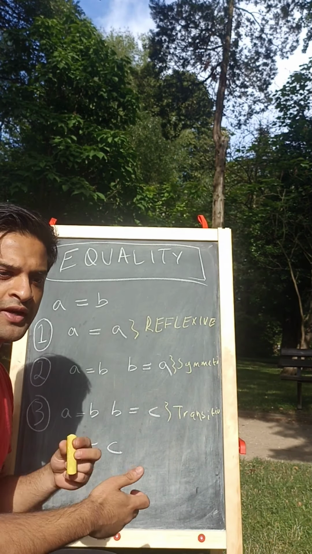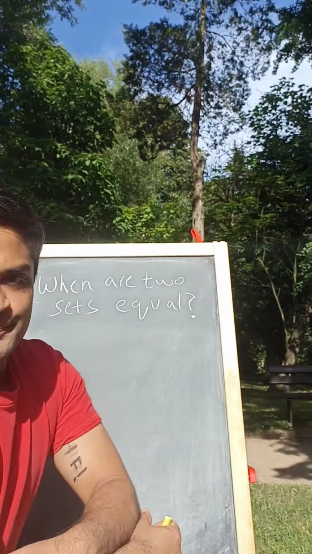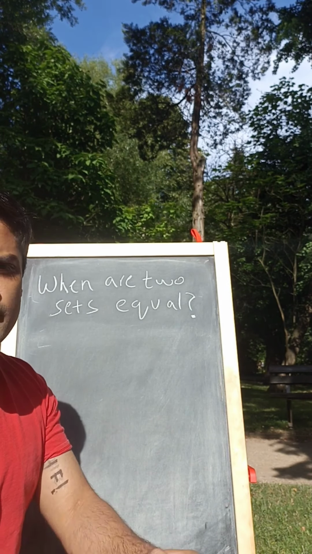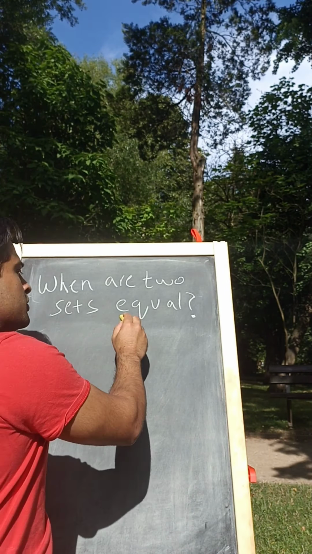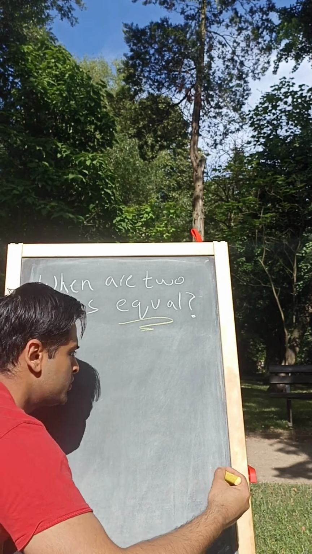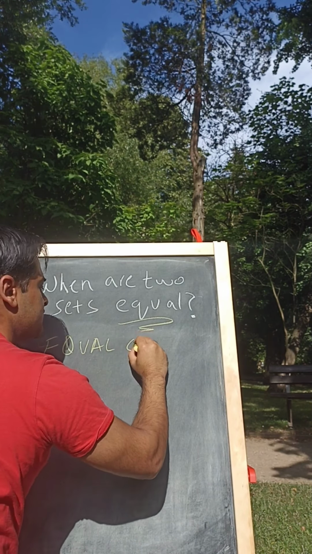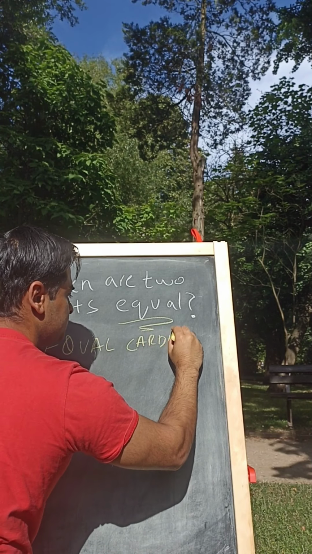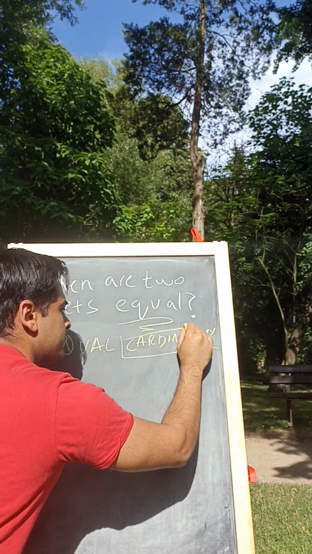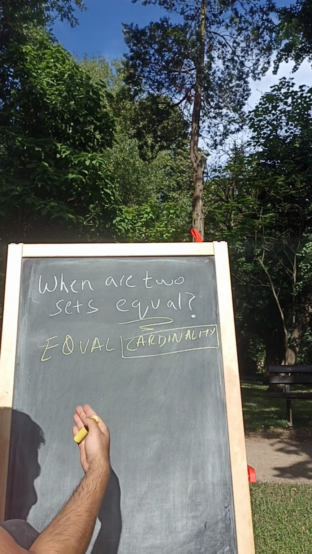With that in mind, we can now generalize the idea of what it means for two sets to be equivalent. Now let's answer a question: when do we say that two sets are equal? By equal, I mean that they have equal cardinality. You may wonder, what do I mean by cardinality? Well, it's just a fancy mathematical way of saying that two sets have the same number of elements.